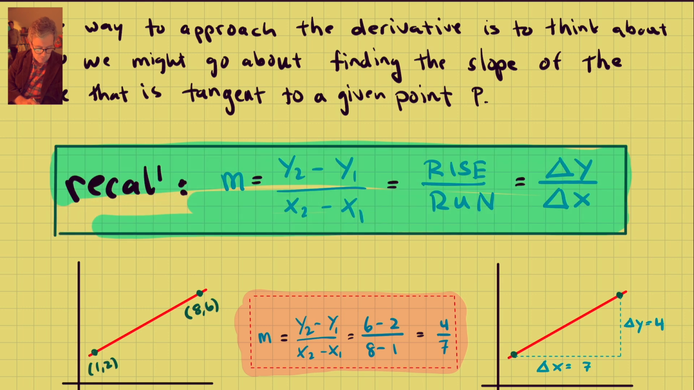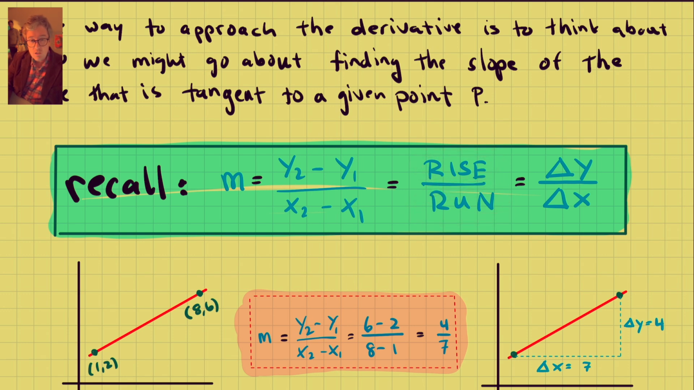So with slope, we typically use m as the notation, and then we use the idea of the rise and run, right? So m equals y2 minus y1, the change in y, divided by x2 minus x1, the change in x. We refer to that as the rise over the run in algebra.